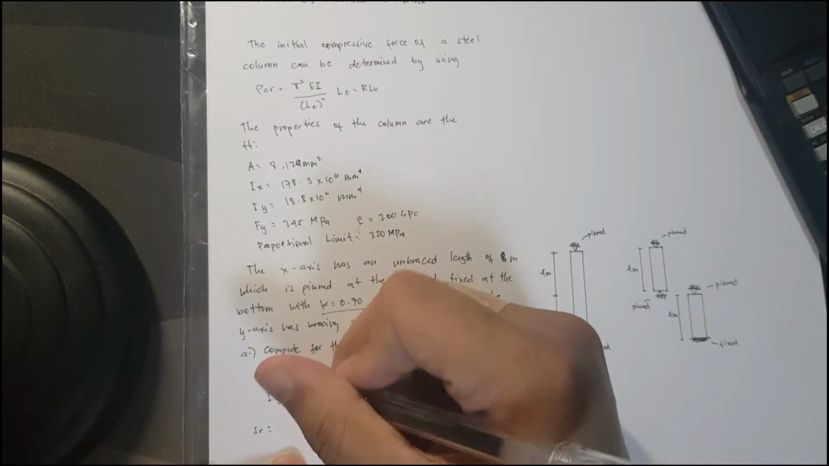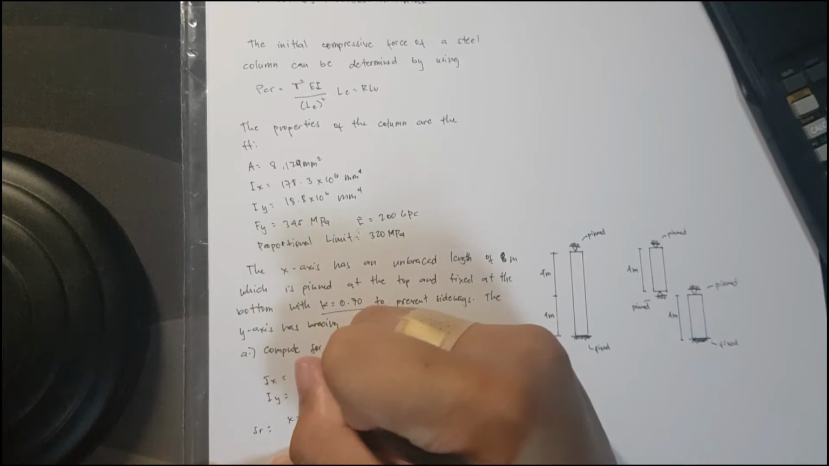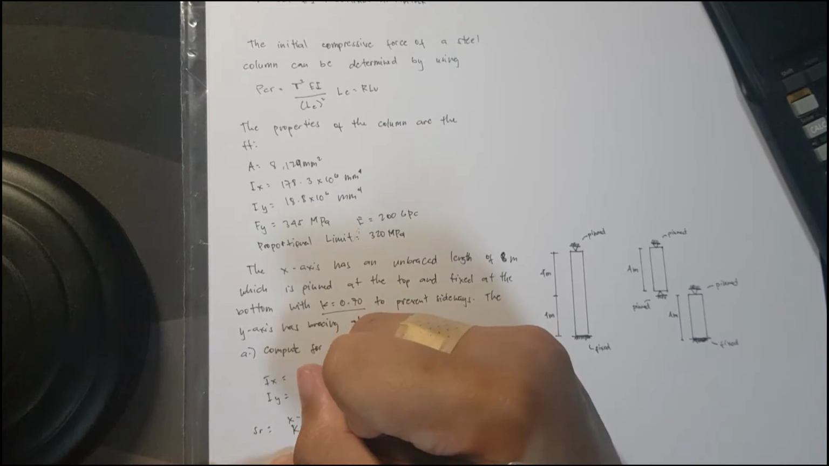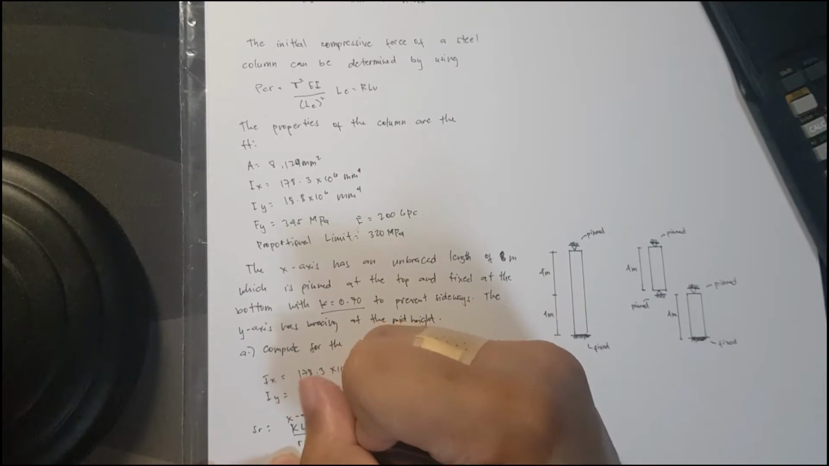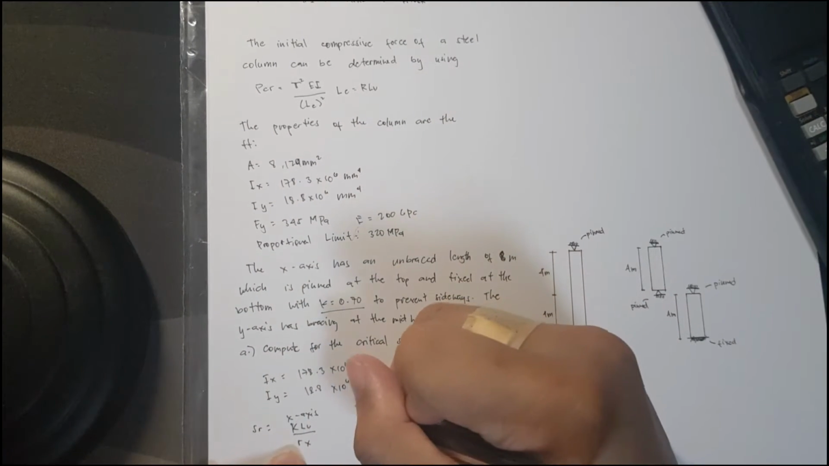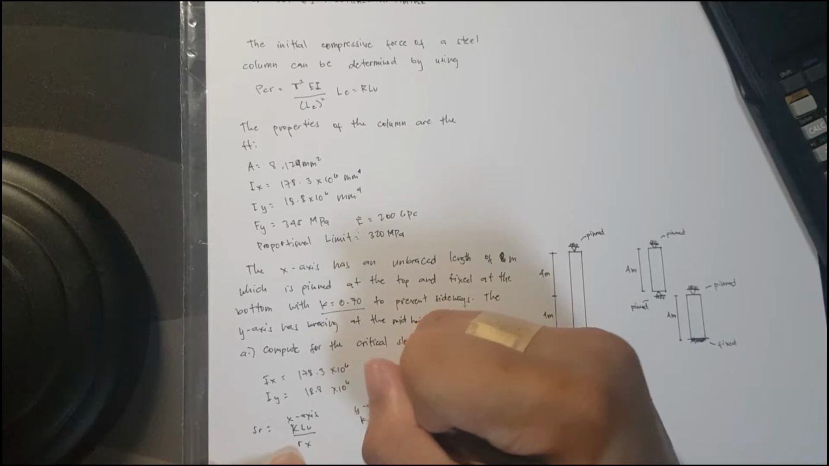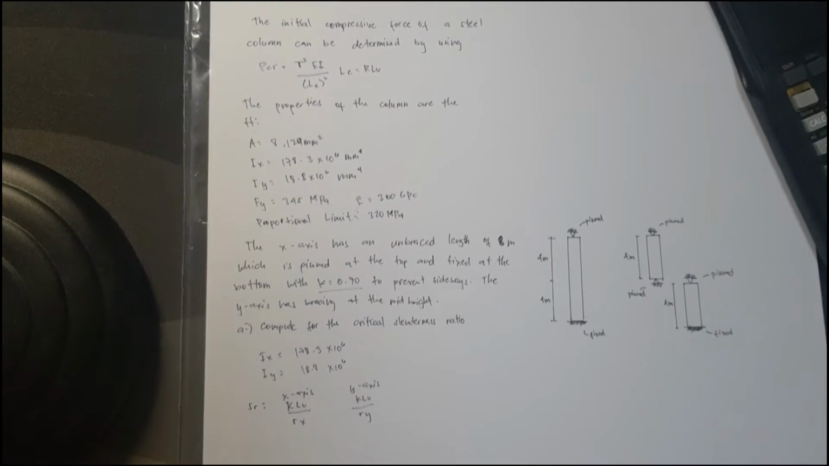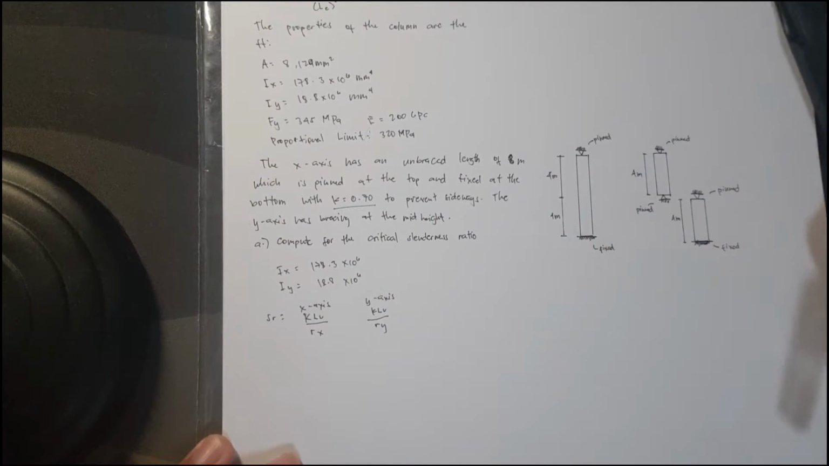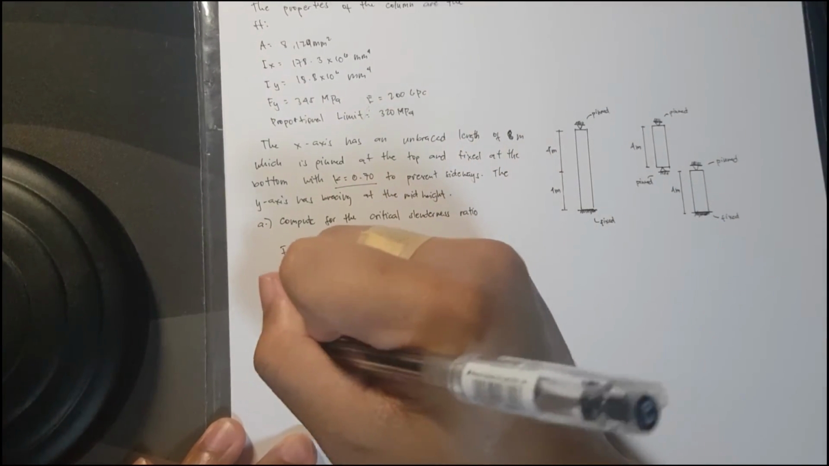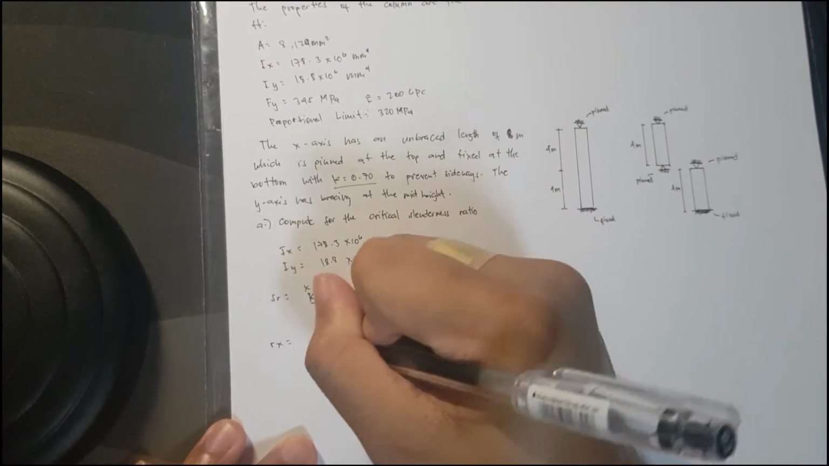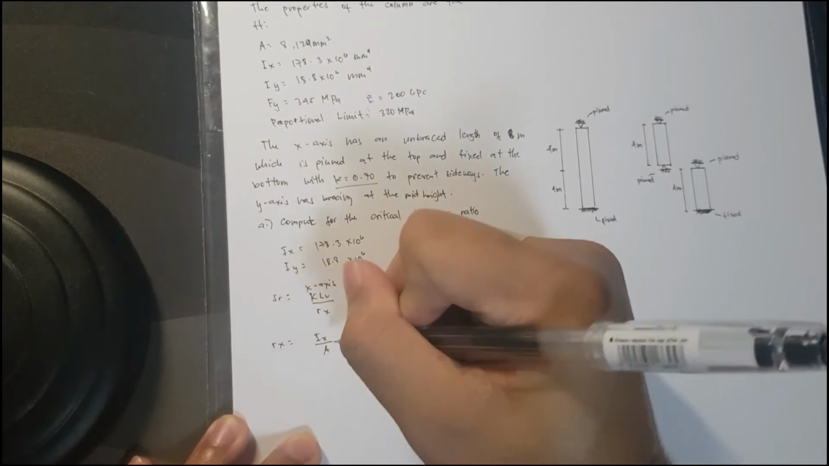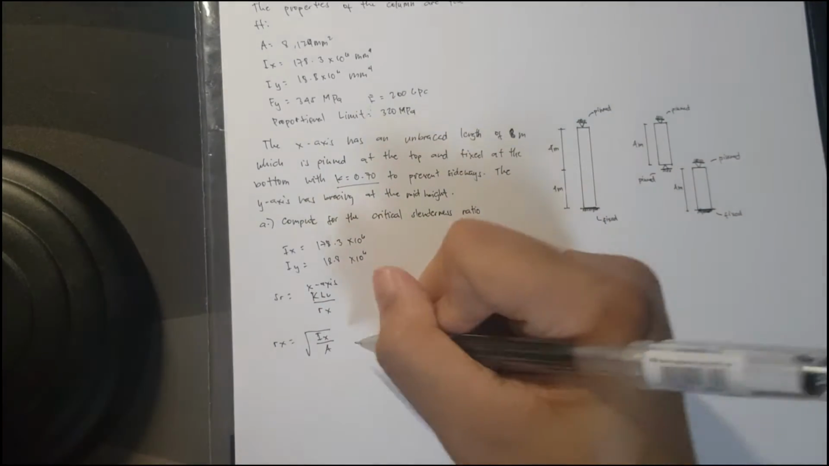So x-axis natin is K times Lu all over rx. Then sa y-axis naman natin is K Lu all over ry naman. So hindi given yung rx at ry natin, hanapin muna natin. Para mahanap, rx is equals to square root of Ix all over area. So compute natin.